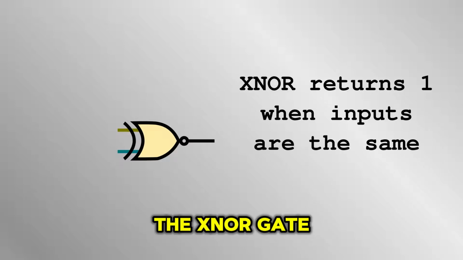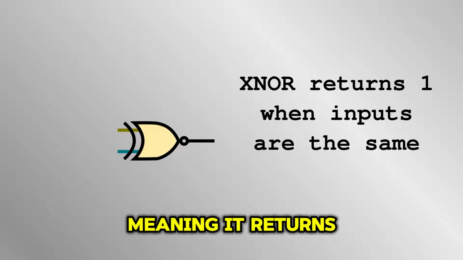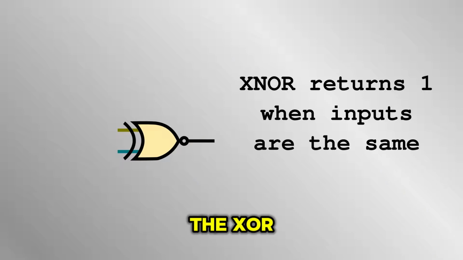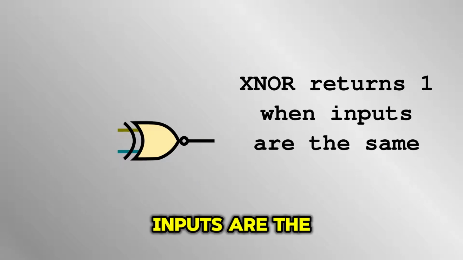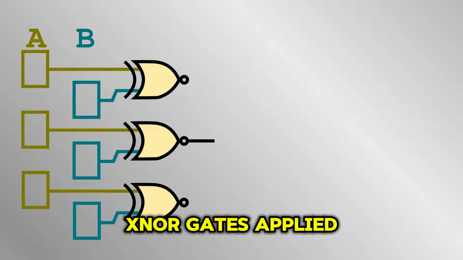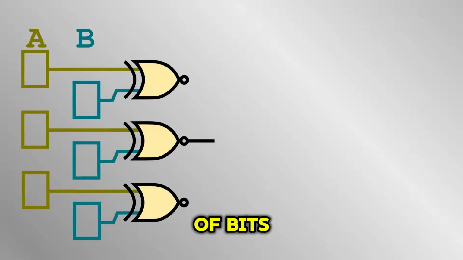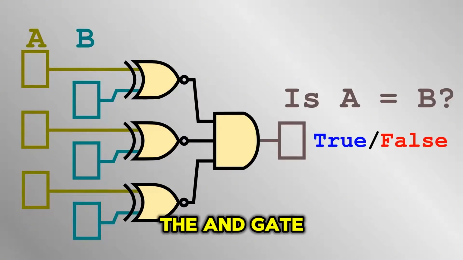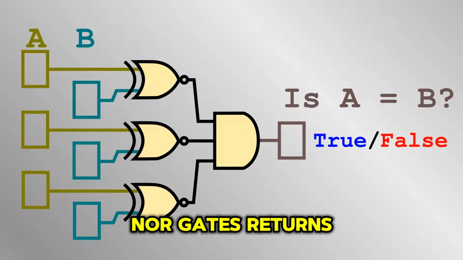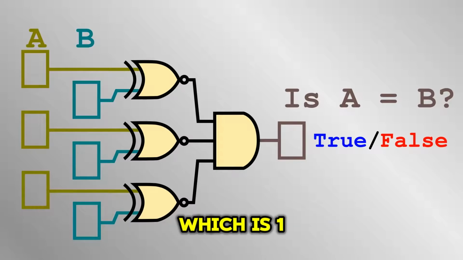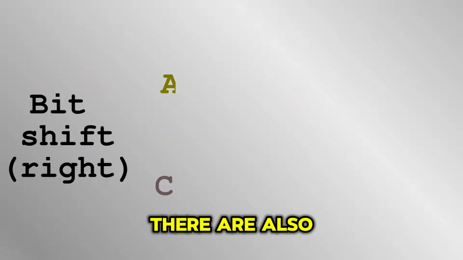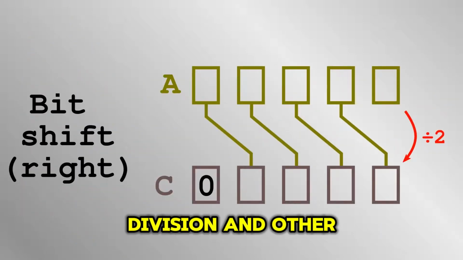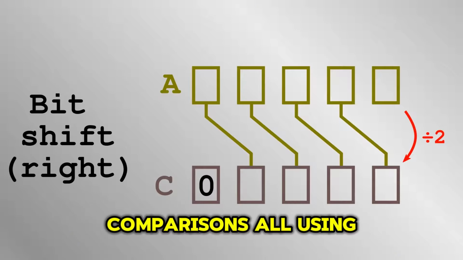The XNOR gate, which is the complement to the XOR, meaning it returns the opposite to the XOR, therefore returns a 1 when its inputs are the same. A bunch of XNOR gates applied to each pair of bits of A and B return whether those bits are equal or not. The AND gate returns a 1 when all its inputs are 1. So applying it to the XNOR gates returns a single bit, which is 1 if and only if A is equal to B. There are also ways to implement subtraction, division, and other comparisons, all using gate networks.